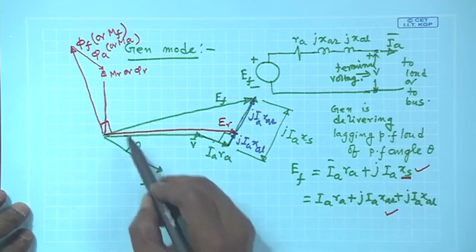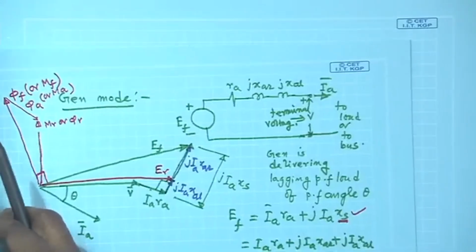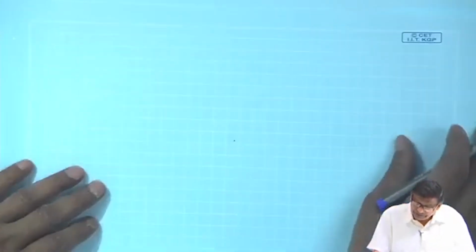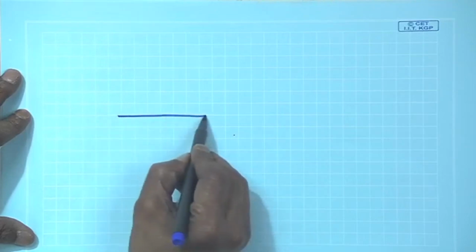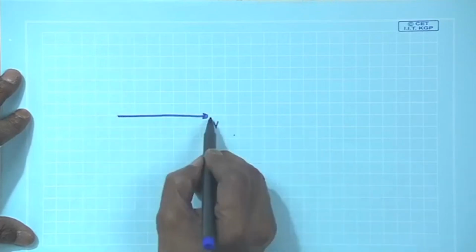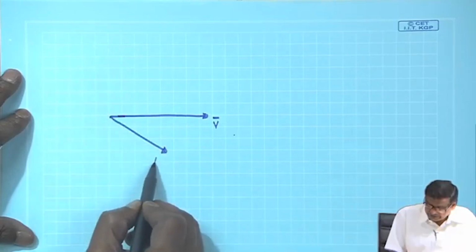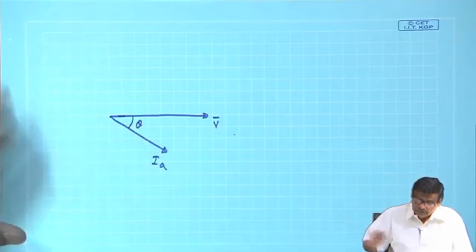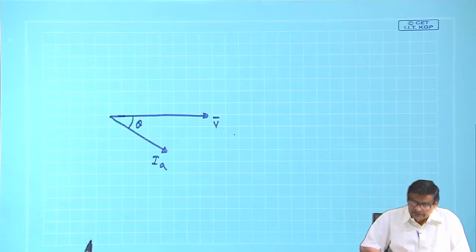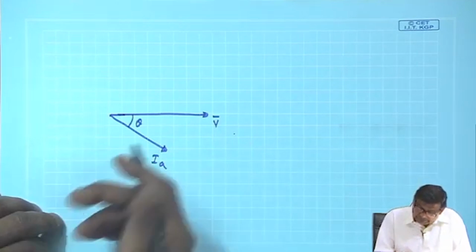So, what I was telling, I will better draw it once more, so that you become really conversant with this particular way of drawing. Take the terminal voltage V. Assume the power factor; suppose the machine is operating at a certain power factor, you draw the current IA. This is the power factor angle of the load, or at this power factor the machine is operating: terminal voltage, terminal current, angle between them, and it is lagging.